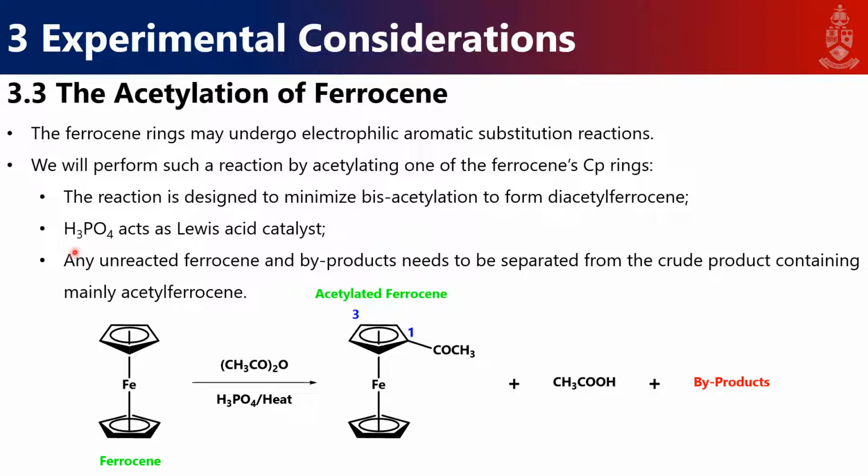And in our case, we use a Lewis acid catalyst, which is phosphoric acid, H3PO4, and then we will separate all our byproducts as well as any acetic acid which has not reacted, which is left in the system, as well as any ferrocene which has also not been converted to monoacetyl ferrocene in your system. So that is what we'll look at. But first we'll look at the mechanism of how your Cp ring is acetylated.